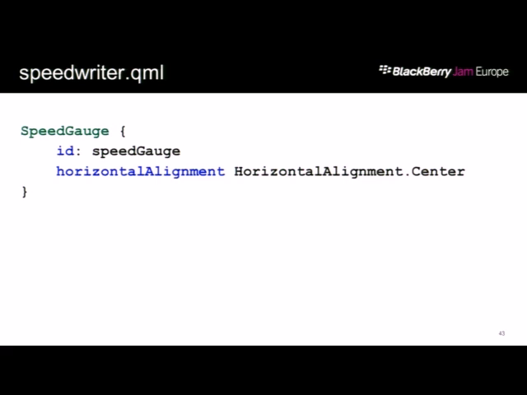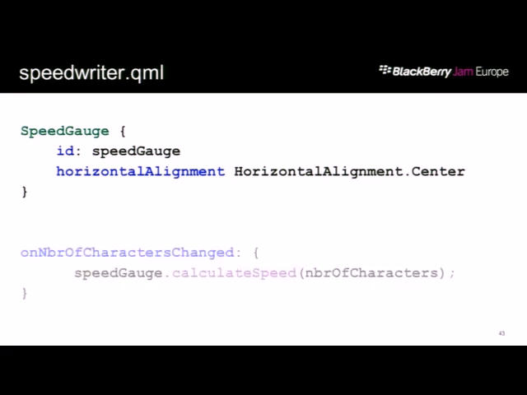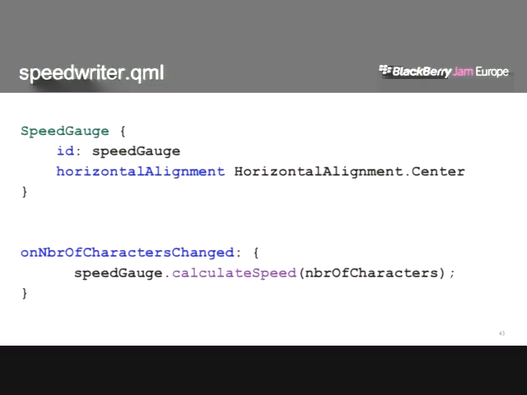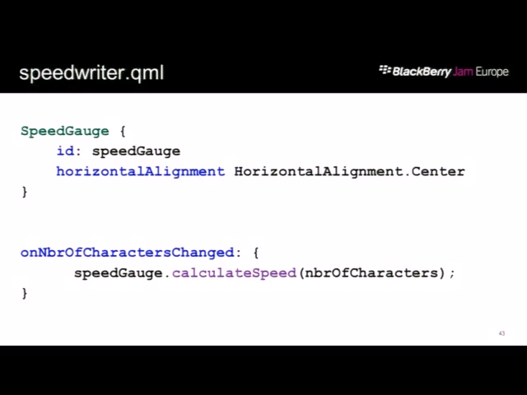So in QML, you can reach the object by just doing this. SpeedGauge, that's what it's called. Put an ID on it so you can reach it throughout the QML code. And you align it wherever you want. And then we have a bit of signal magic in QML: you get the signal on number of characters changed. Then you just call speedGauge, that's the ID, calculateSpeed, the function we exposed as Q-invocable. And that's how it all happens. Simple, right?